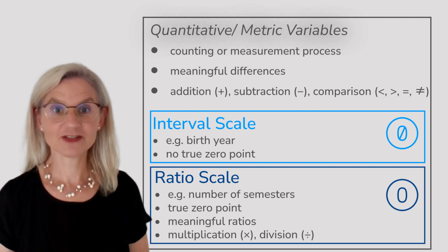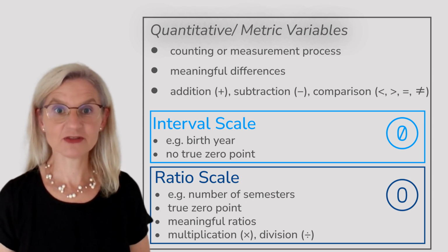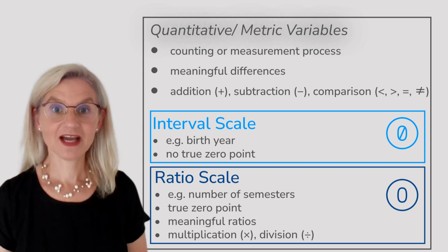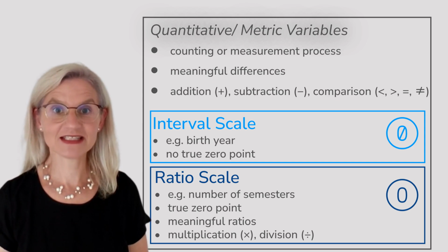On the other hand, the number of semesters a student has completed is a ratio variable. Here, 0 means the student hasn't started studying yet, a true 0 point. The intervals between semesters are equal and ratios are meaningful. A student with 6 semesters has studied twice as long as someone with 3. All arithmetic operations, adding, subtracting, multiplying, dividing, make sense with ratio variables.